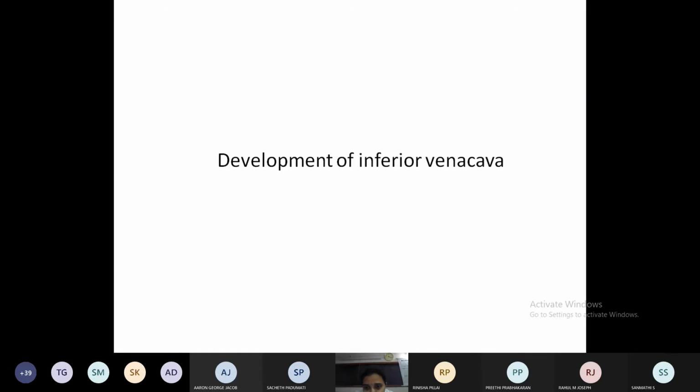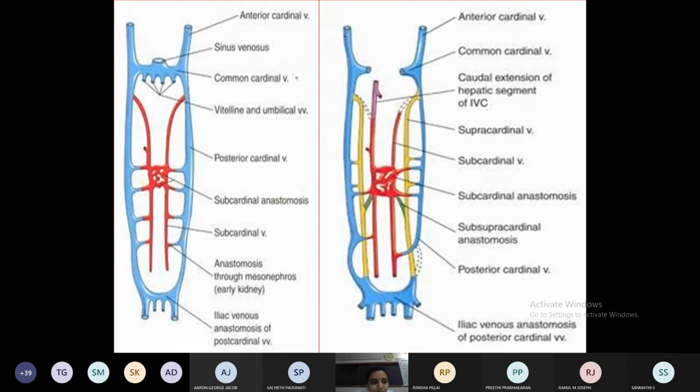Now the development of the inferior vena cava is a bit complicated. So these are the posterior cardinal veins, the blue ones. They get attached and form an anastomosis in the lowermost part. Then behind this, two more vessels will develop. These are called subcardinal veins. The red ones are the subcardinal. Sub is below the posterior cardinal veins.